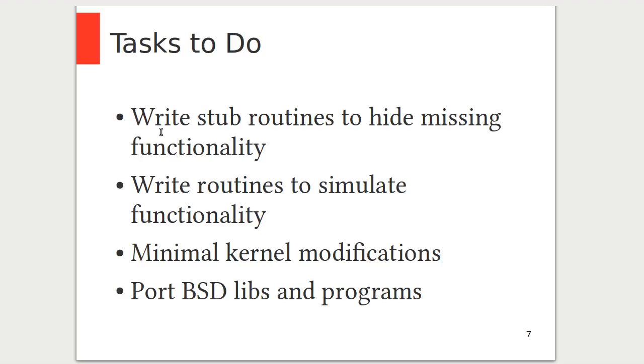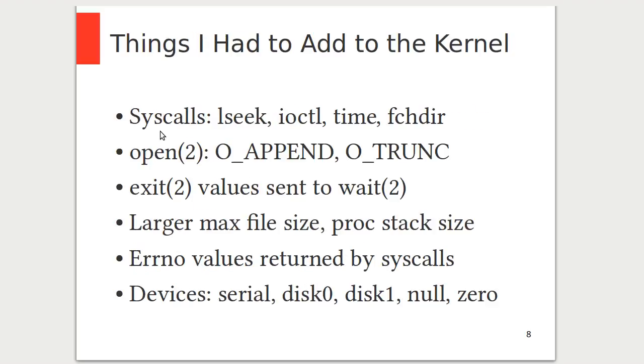So I've already said I don't really want to modify the kernel too much, but I do want to port as many BSD libraries and programs as I can. I've gone for BSD because I know it pretty well. I have been using FreeBSD for ages. And the license is a bit more compatible with the MIT license than, say, any of the GNU licenses.